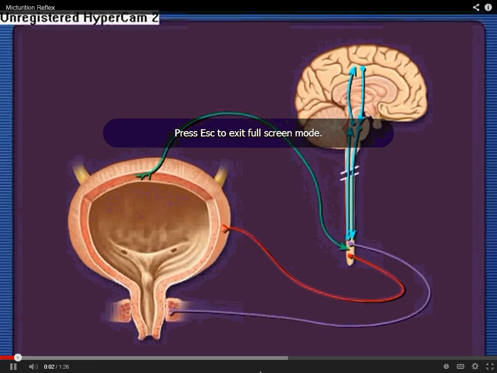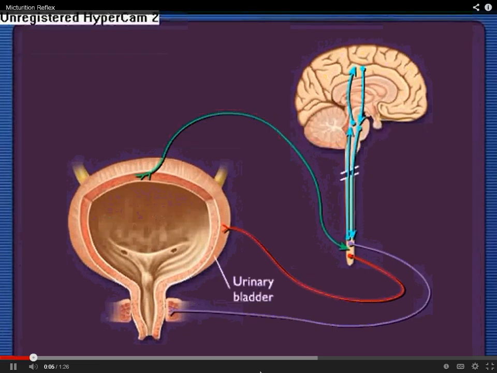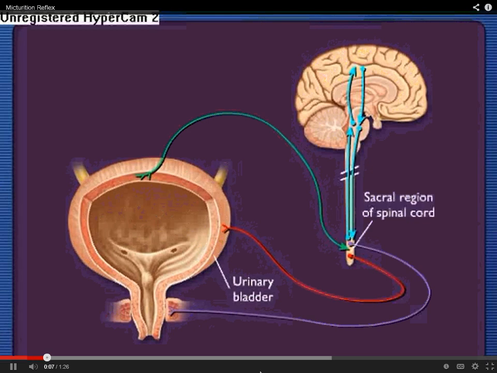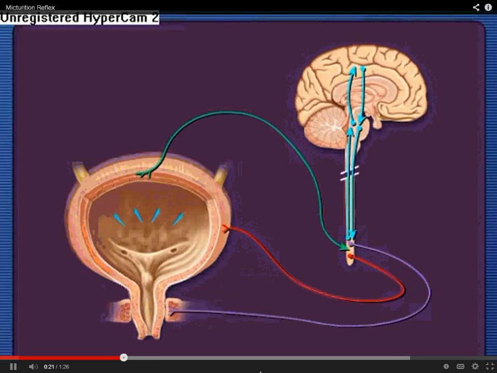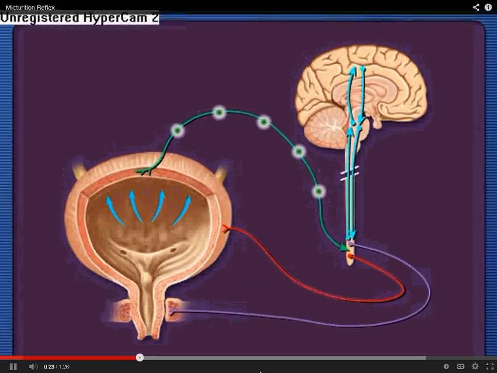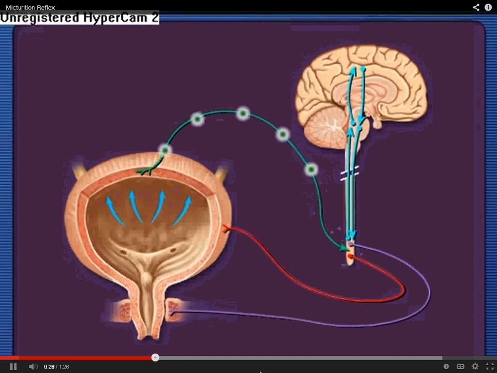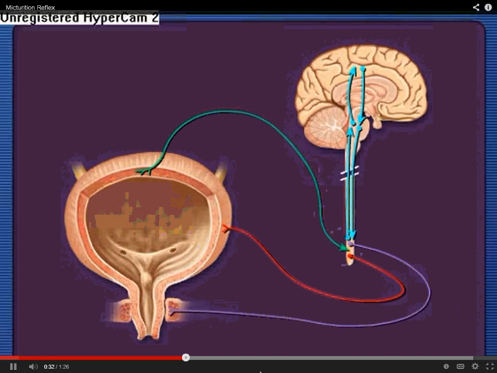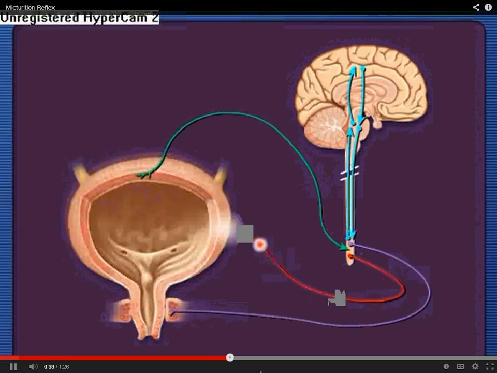The micturition reflex involves impulses traveling from the urinary bladder to the sacral region of the spinal cord and from the sacral region of the spinal cord back to the bladder. It is coordinated by neurons in the spinal cord and can be influenced by signals from the brain. When the urinary bladder becomes stretched, there is an increase in the frequency of action potentials carried from the bladder wall to the sacral region of the spinal cord. In response, parasympathetic neurons from the spinal cord to the bladder are activated, and this causes the smooth muscle on the bladder wall to contract.